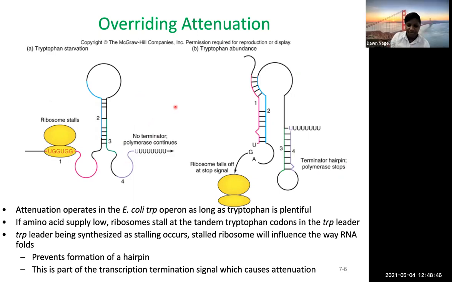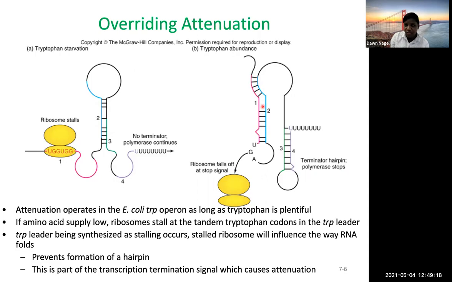Okay, so it's actually 3 and 4. These two, having 2 hairpin structures, is way more stable than having 1 hairpin structure. So that's why when you have lots of tryptophan and you really want to turn it off, having this hairpin structure is incredibly stable, and it really represses the transcription.